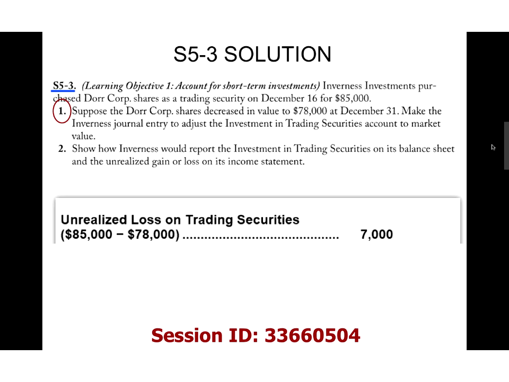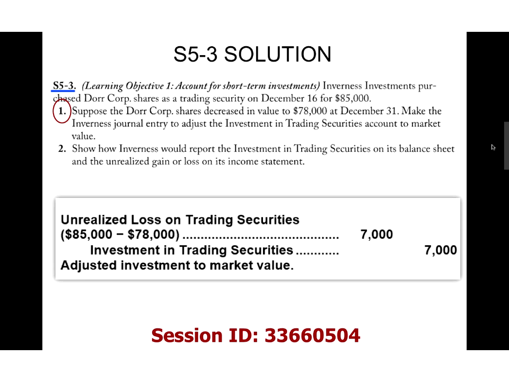Why is it unrealized? It's unrealized because we still own it. And then the other side of this is we're crediting the investment in trading securities, because the trading securities are no longer worth $85,000, they're worth $78,000. So we're going to credit them. And then we have a memo line: we adjusted these to market value.